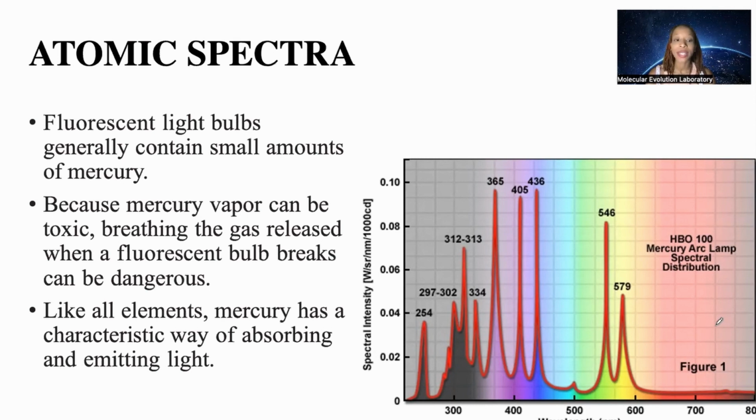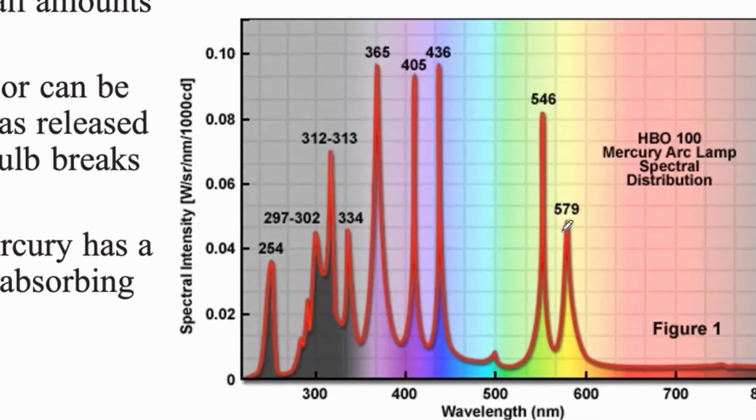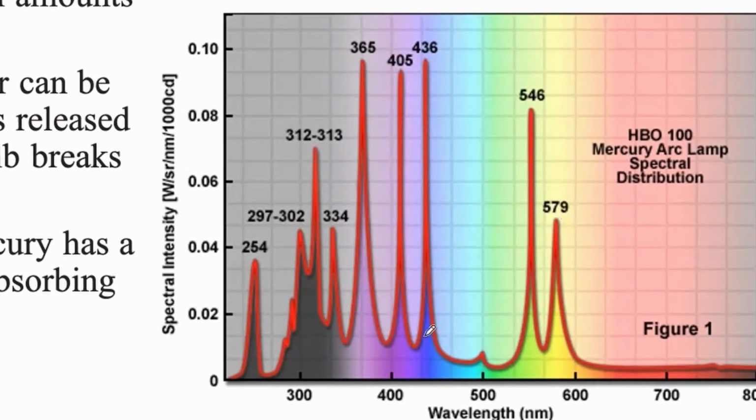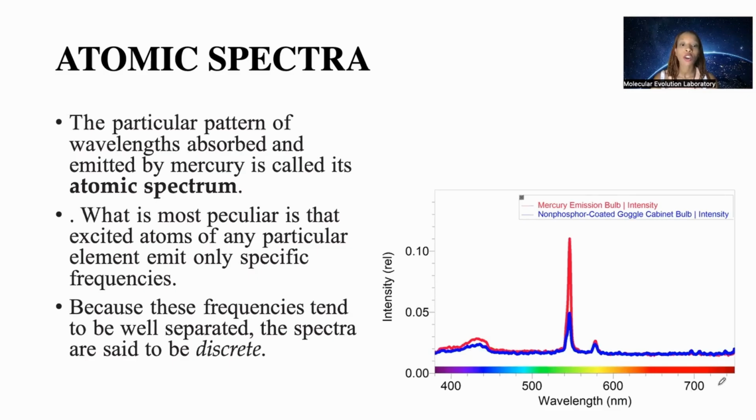Breathing the gas released when a fluorescent bulb breaks can be dangerous. You really don't want to have too much mercury around. Like all elements, mercury has a characteristic way of absorbing and emitting light. And here we can see the different wavelengths of a mercury lamp and the colors that are emitted at different wavelengths. The particular pattern of wavelengths absorbed and emitted by mercury is called the atomic spectrum.